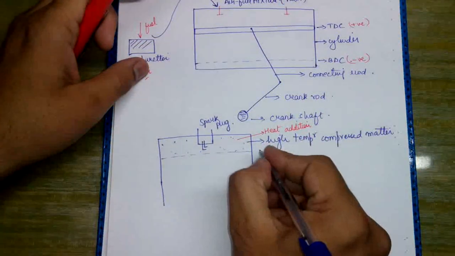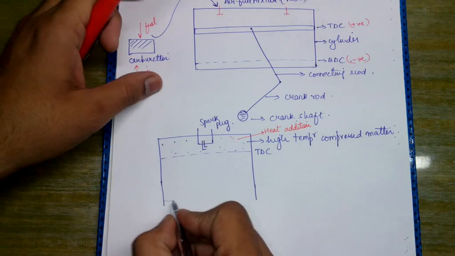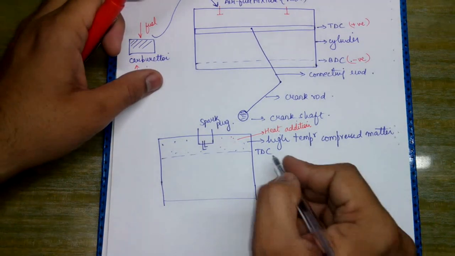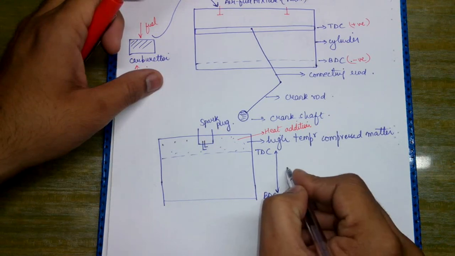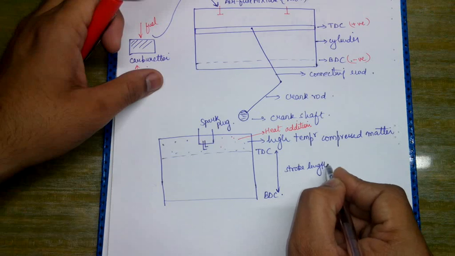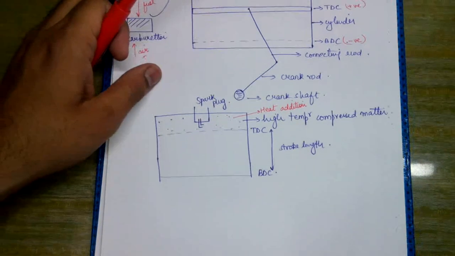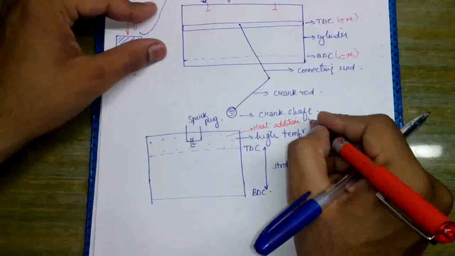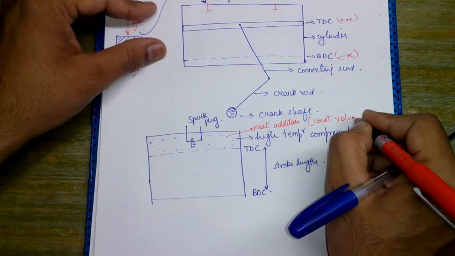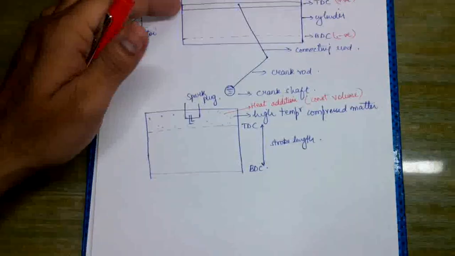This is the top dead center and this would be the bottom dead center. This is called the stroke length. And heat addition is taking place at constant volume.